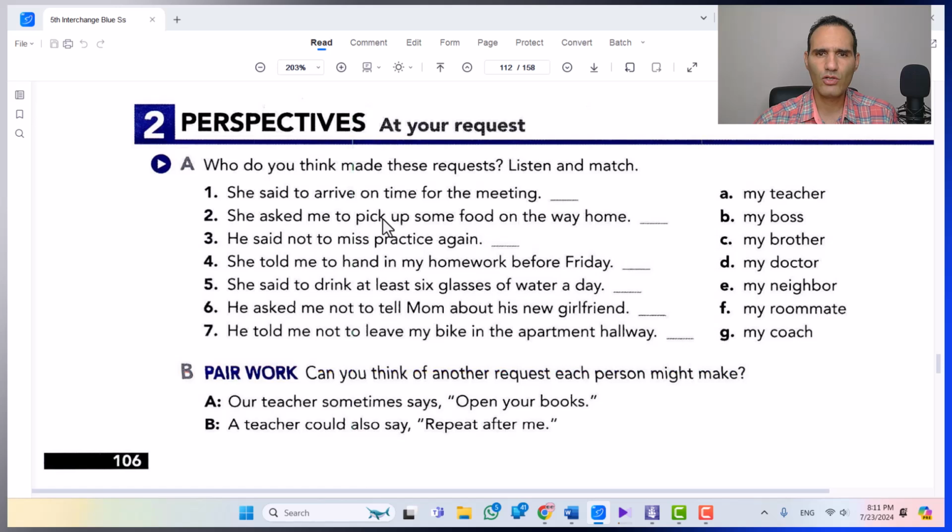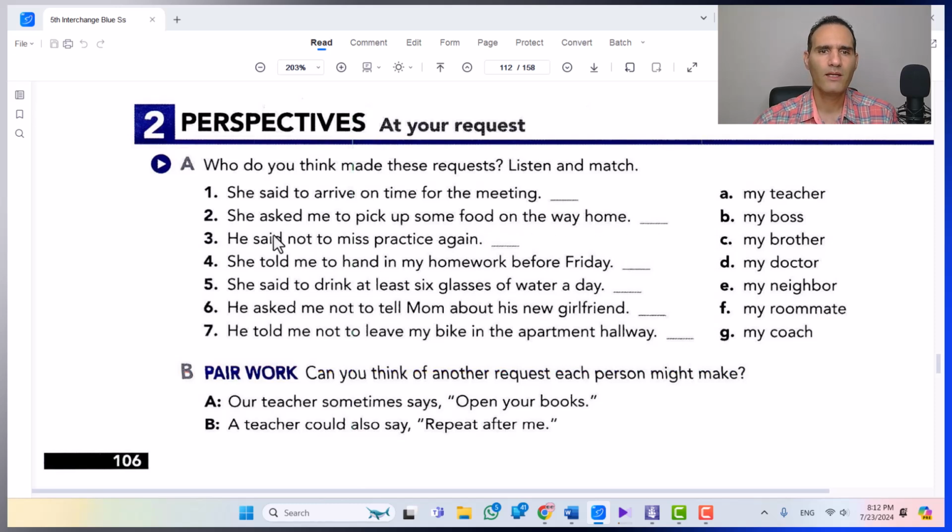She asked me to pick up some food on the way home. Who said so? I guess maybe my roommate. Could be also my brother, but maybe my roommate. So pick up some food. Pick up means buy. On the way home. Pick up some food, buy food on the way home.